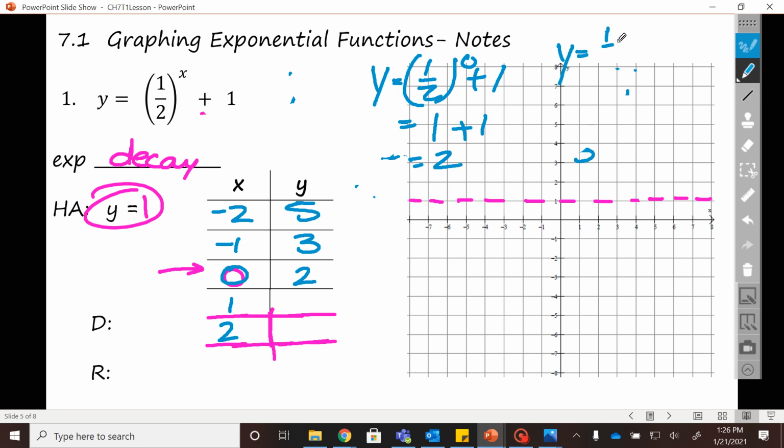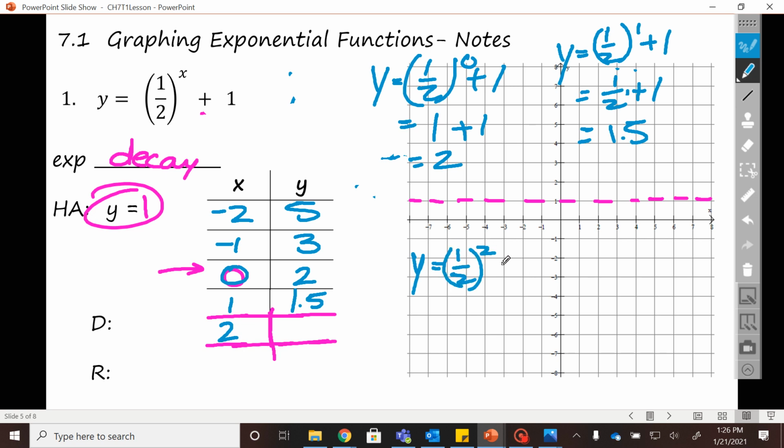Next, we plug in 1, so 1/2 to the 1 power plus 1. 1/2 to the 1 power is just a half, so a half plus 1. And to make it easy to graph, we'll write this as a decimal, 1.5. And lastly, we'll plug in 2, so 1/2 squared plus 1. 1 squared is 1, 2 squared is 4, so this is 1/4 plus 1, and written as a decimal, that's 1.25.